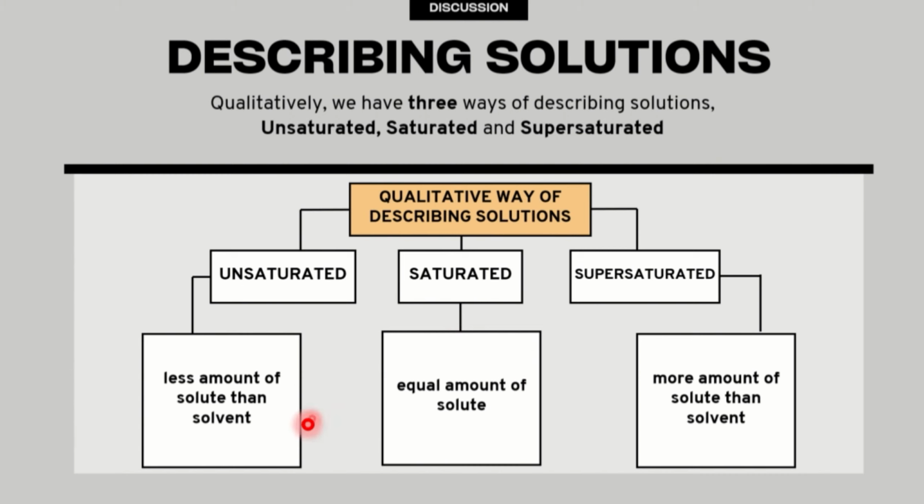For the saturated one, we have equal amounts of solute and solvent. For the salt solution, we have 50-50, or 50% part of each, 50% being salt and 50% solvent, which is the water. And lastly, we have the supersaturated, which has more amount of solute than solvent. For the salt solution, we have 75% of salt and 25% of water, the solvent.